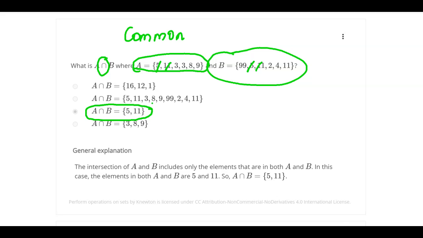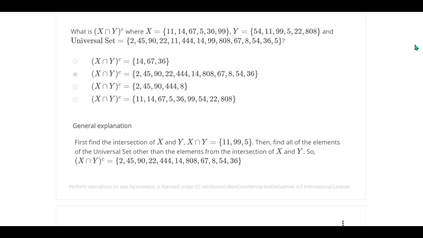Let's take a look at one more problem. All right, so in this particular problem here, let me pick red color. They said, what is X intersection Y complement? Remember, we did a problem like this. When you have parentheses, you have to first find what's inside your parentheses and then tackle your complement. So let's go ahead and find what is X intersection Y. Remember what intersection stands for? Intersection is something that is common. So once we know that, we're going to go ahead and find what's common.